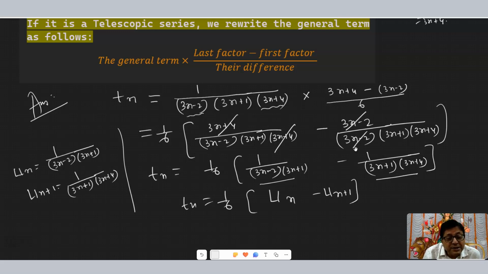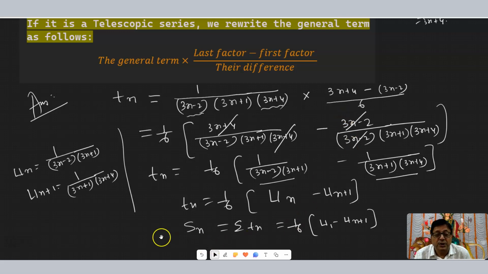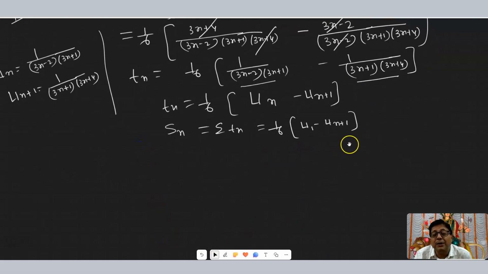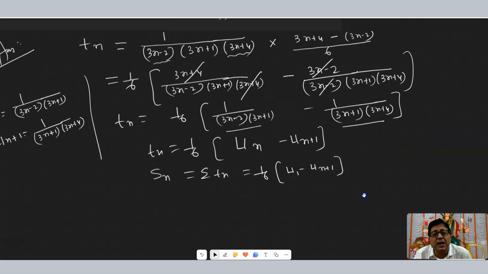And if Tn is in this form, Sn will be written by the method we have used before, now also. Sigma Tn, n equal to 1 to n, it is 1 by 6. What will be remaining over there? There will be u1 minus un plus 1. Okay? This we did before. So Sn is sigma Tn, 1 by 6 u1 minus un plus 1. See how fast, how easily we are getting the sum.